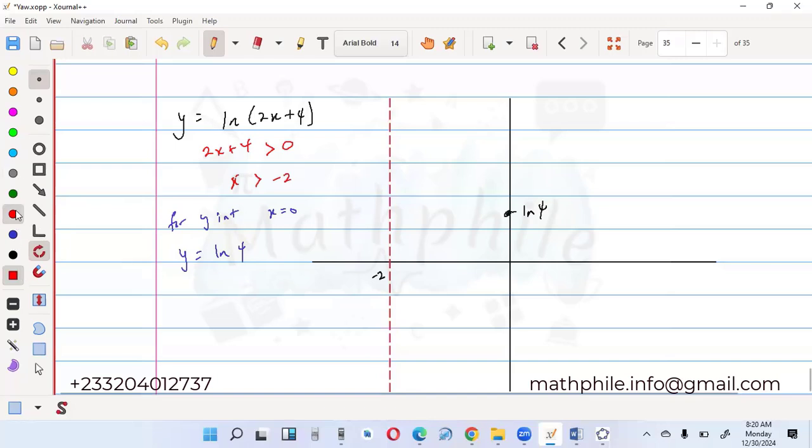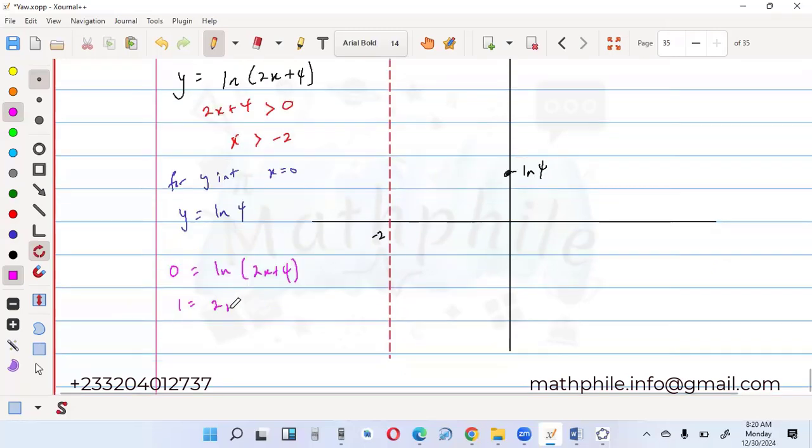This then gives you 0 equal to ln(2x plus 4). So this will give you 1 equal to 2x plus 4. Then this should be negative 1.5. We get? I'm jumping the steps because I know you can do it with ease. Is that okay? Yes, please. Okay, so there's negative 1.5.